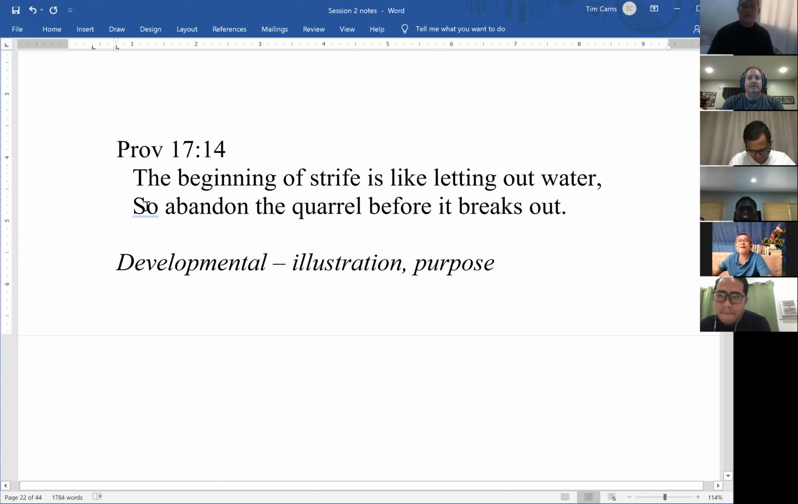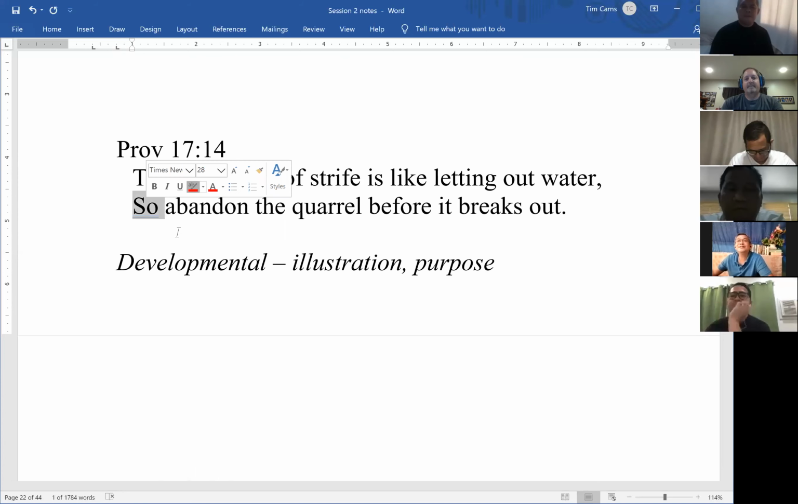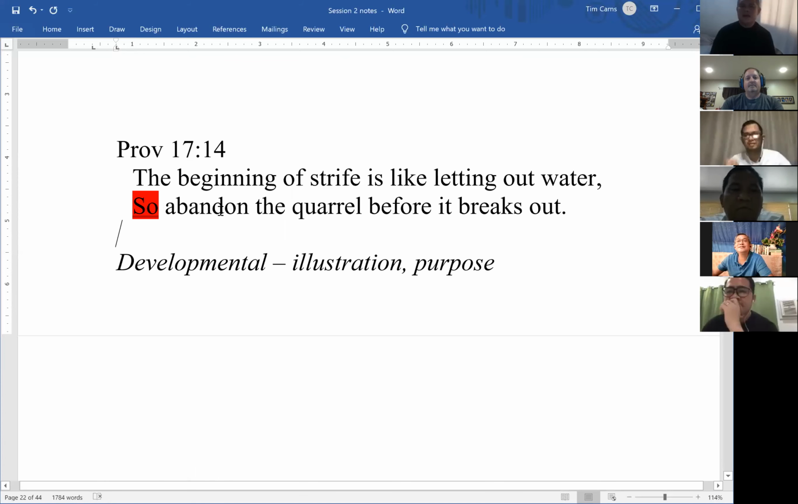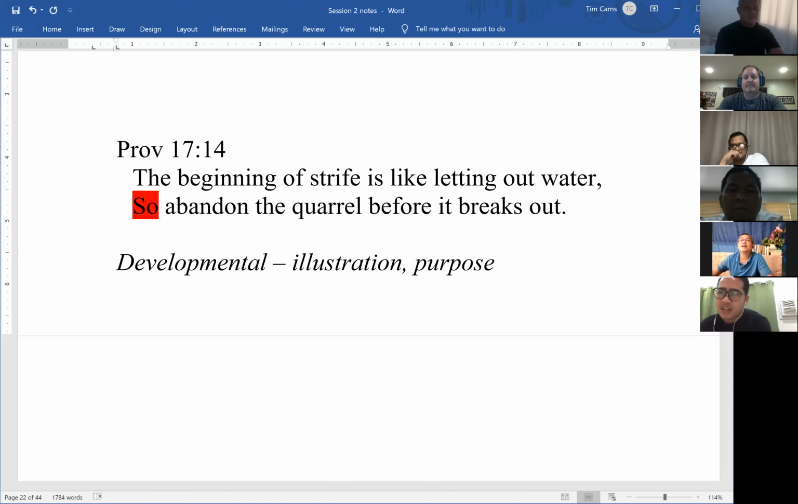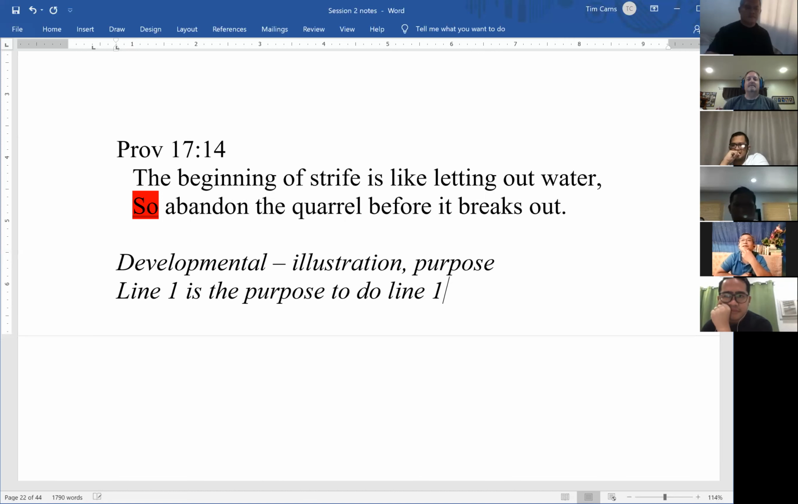Okay, notice this word, so. He's making the statement, abandon the quarrel before it breaks out. Why? Because he's illustrating the water, the beginning of strife, giving us the picture of water letting out. So, okay, give a reason or purpose why you should. Reason. Yeah, I think that's what it is.